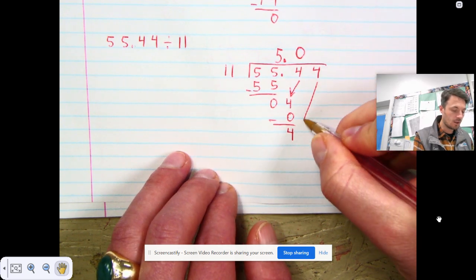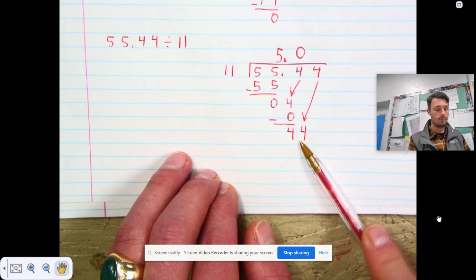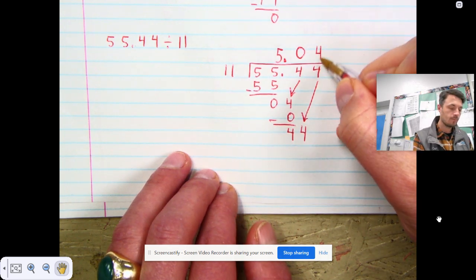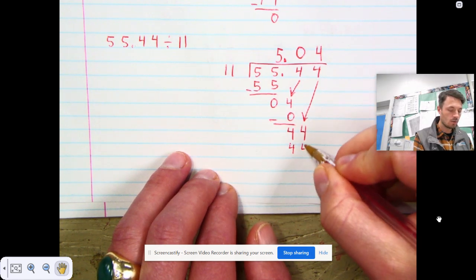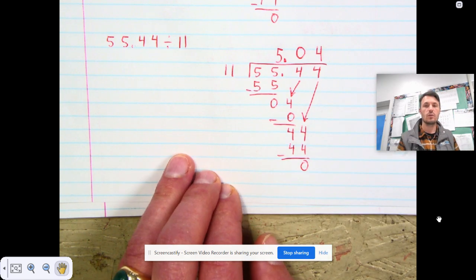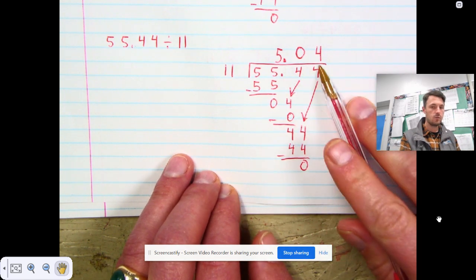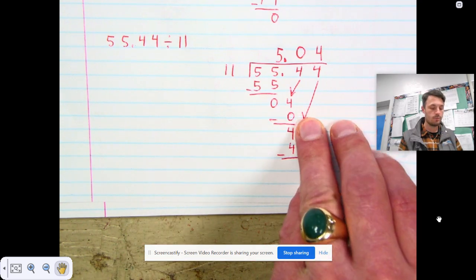So now we bring down. How many times can 11 fit into 44? 4 times. Now we multiply. 4 times 11 is 44. And 44 minus 44 is 0. The answer is 5 4/100ths. Okay, are you ready for your independent work?